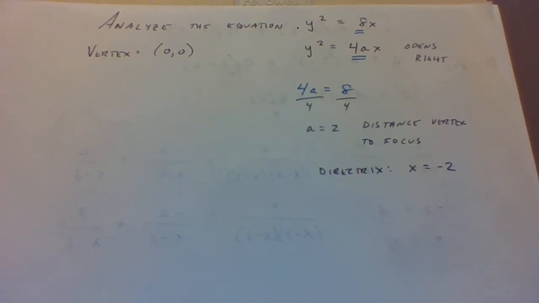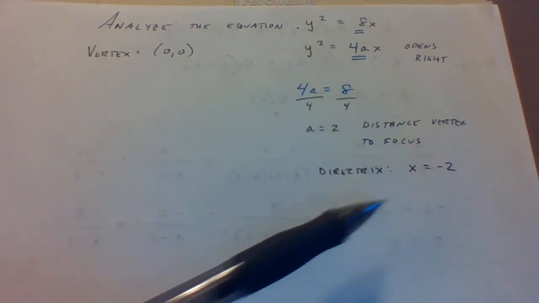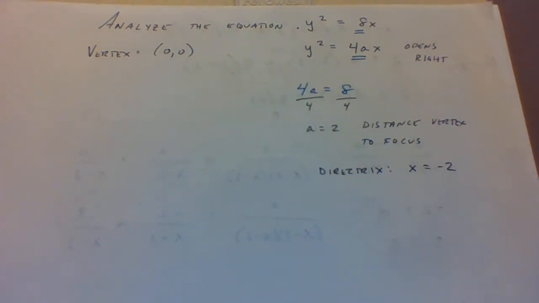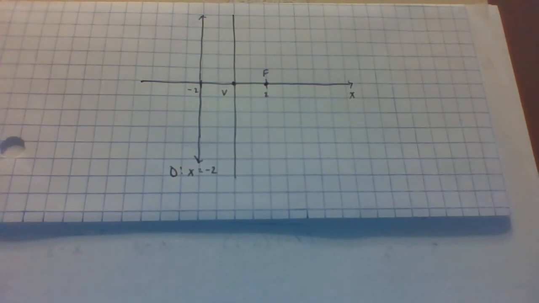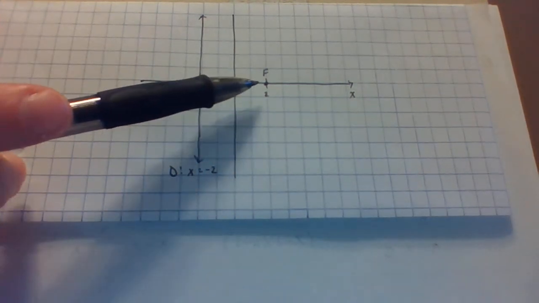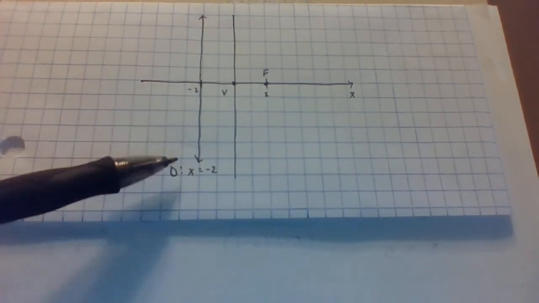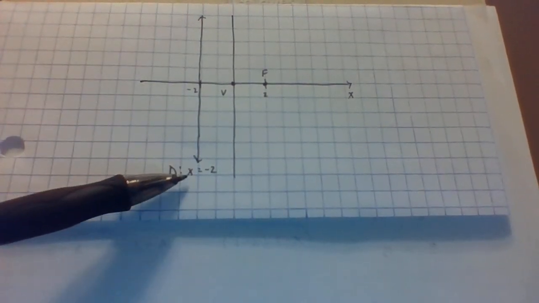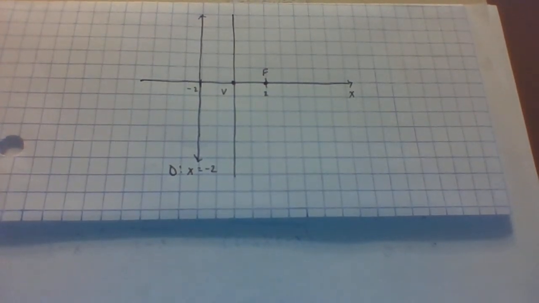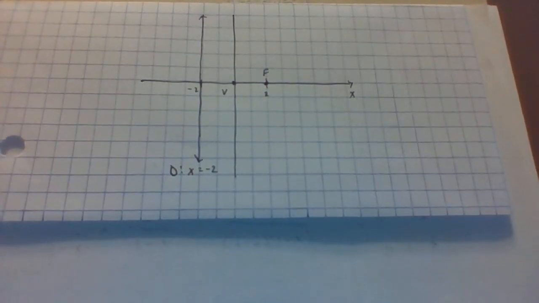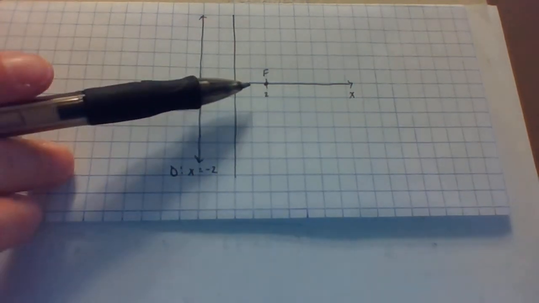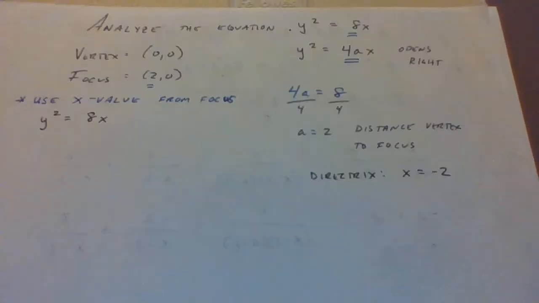If I count 2 units to the left of the origin, I'm going to end up at an x value of -2. So the line x equals -2 is going to be our directrix. Let's go ahead and plot the pieces that we already have. So we have our vertex plotted at the origin, we have our focus at the point (2, 0), and going 2 units in the other direction from the vertex is going to give us our directrix, which is the line x equals -2. Now let's go ahead and find the other 2 points on our parabola by using that x value off of our focus.